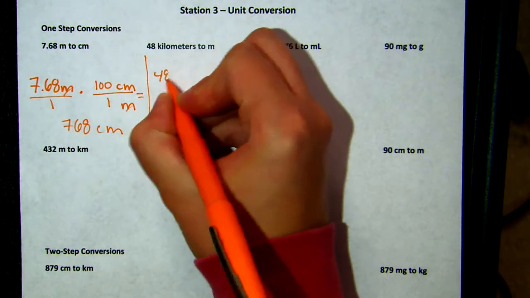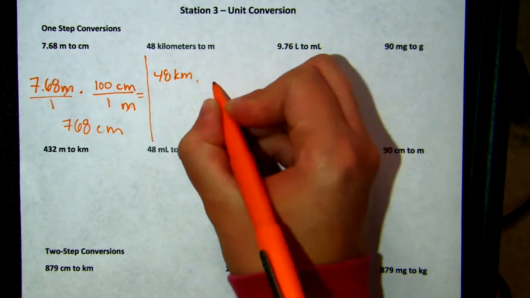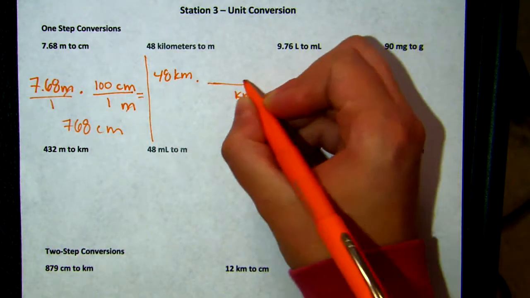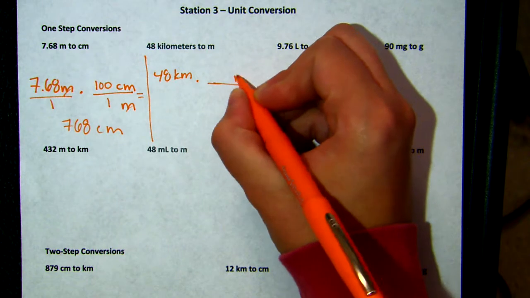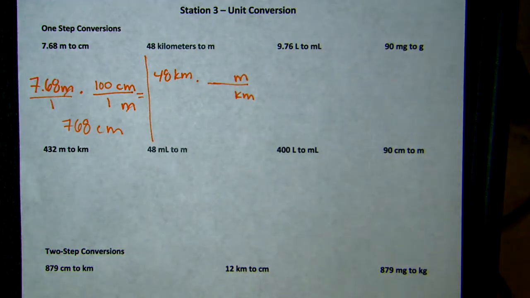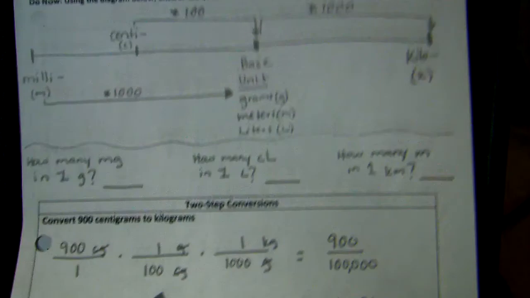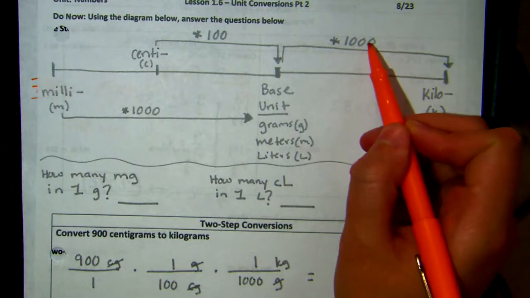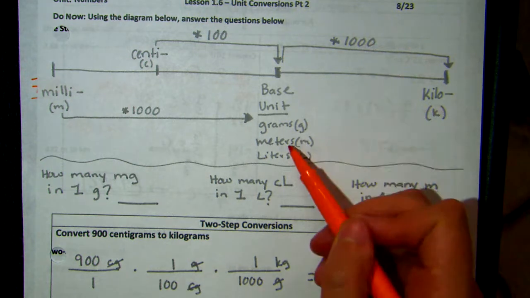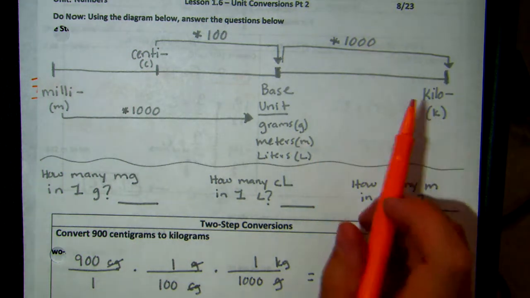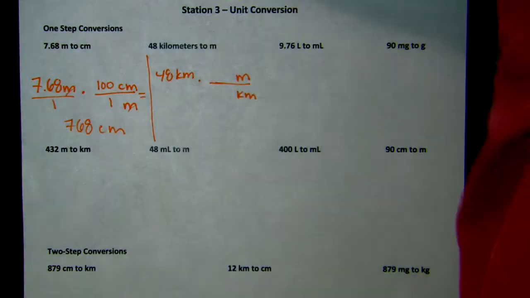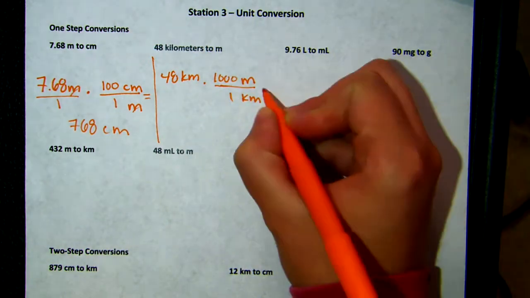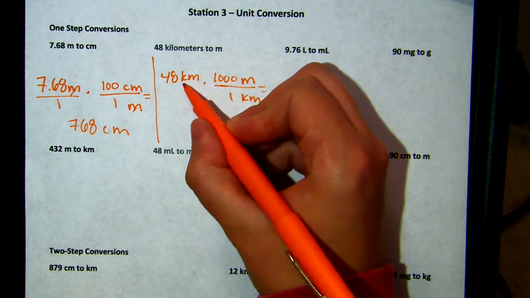We have 48 kilometers to meters. So if I have kilometers on the top, I'm going to want kilometers on the bottom. And over here, we're converting to meters, so I'm going to have meters on top. How many meters are in a kilometer? Let's look. So meter to kilometer is 1,000. So I know that there's going to be 1,000 meters in a kilometer because kilometers are bigger. So 1,000 meters in 1 kilometer. I am feeling pretty good because I know I can cancel these.